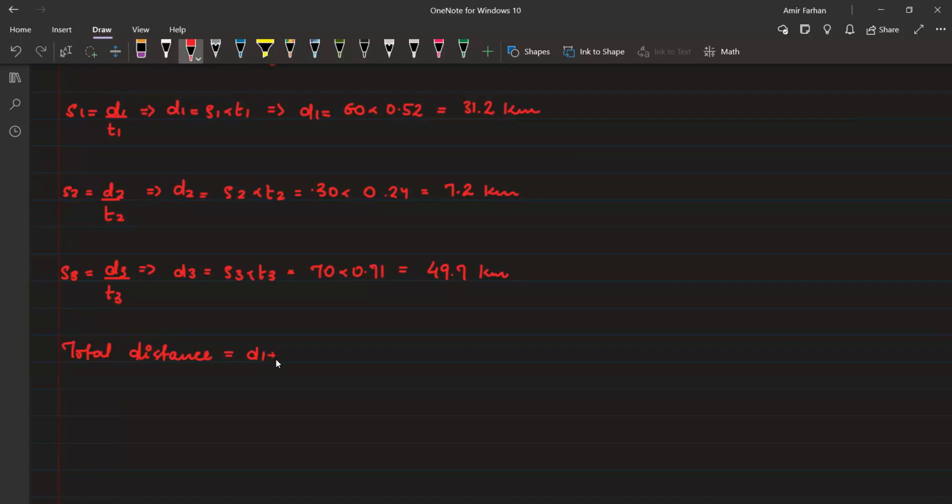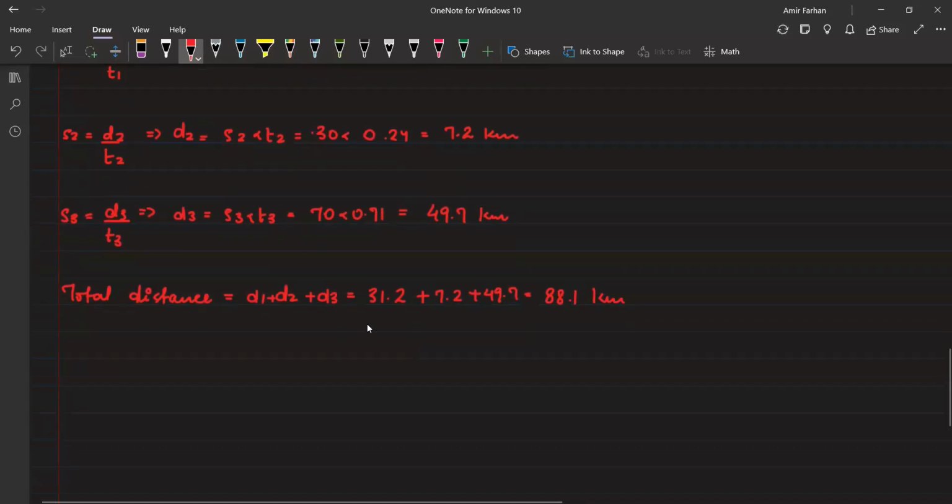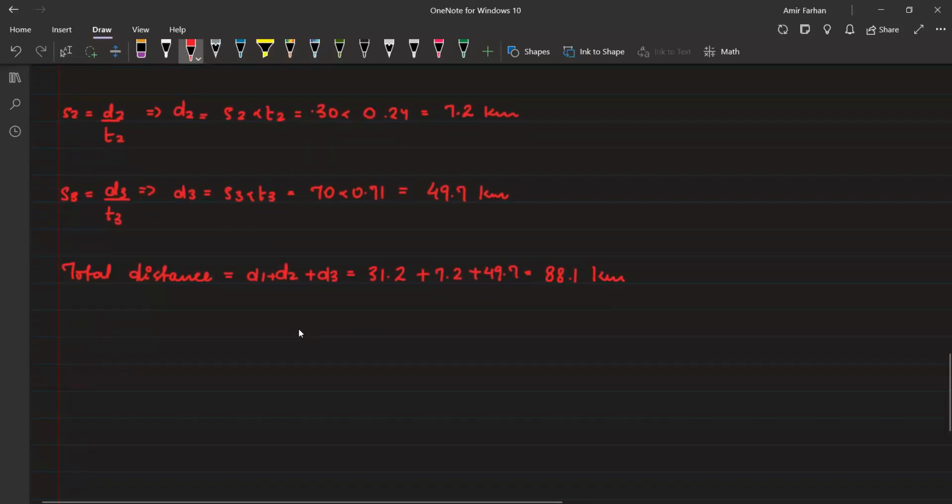The total distance would be D1 plus D2 plus D3. So this is 31.2 plus 7.2 plus 49.7. So the total distance is coming out to be 88.1 kilometers. Now we have got the total distance as well as the total time. The total time was already given to you, yes or no? Any doubt so far to anybody?